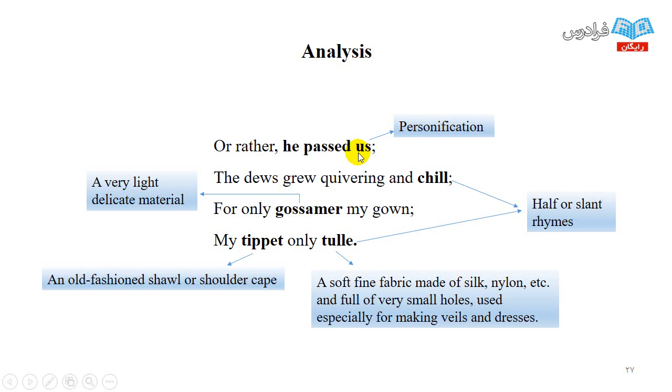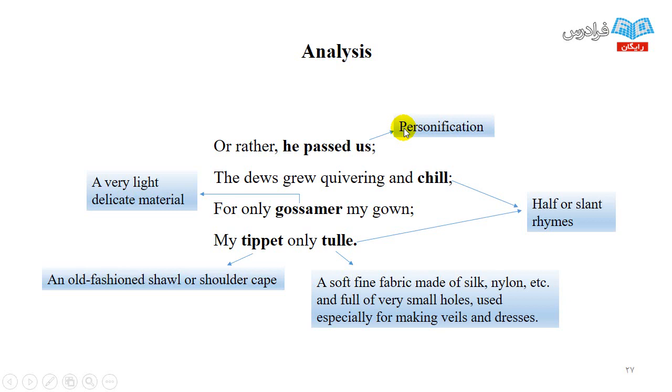But in this stanza, the first line has 3 feet. And this change in the rhythm suggests a change in the tone of the poem. The tone of the poem was very hopeful about death, but everything changes from this line. In the previous line, the speaker had said, he passed the setting sun. But here she says, or rather, he passed us. Or rather, the setting sun passed us, so we have personification here.